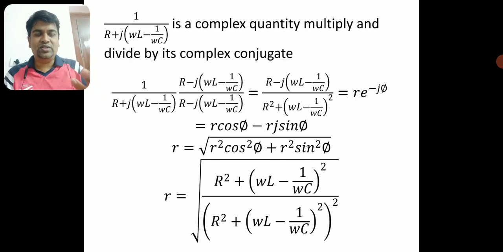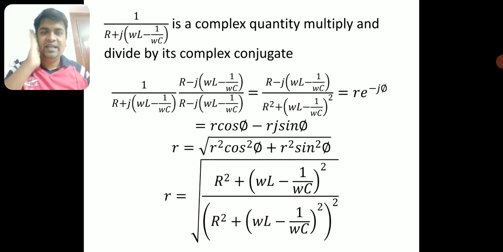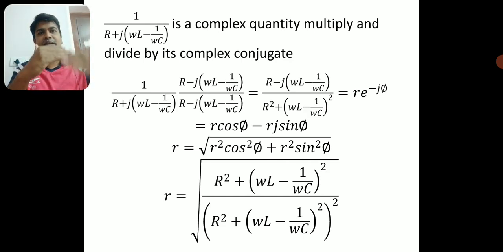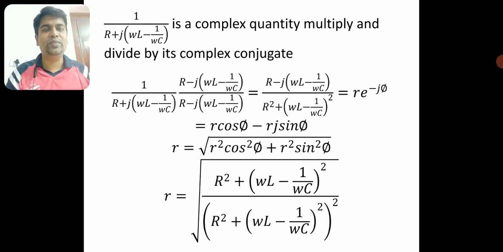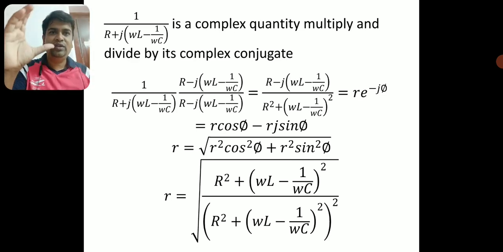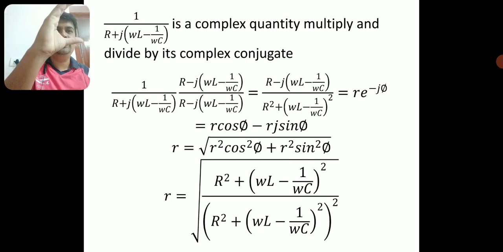What is its complex conjugate? Suppose if it is a plus bi, its complex conjugate would be a minus bi. Exactly, R plus j into omega L minus 1 by omega c, its complex conjugate will be R minus j into omega L minus 1 by omega c. Now I am dividing and multiplying by this complex conjugate, that is R minus j into omega L minus 1 by omega c. If I do that, in the numerator I will get R minus j into omega L minus 1 by omega c.